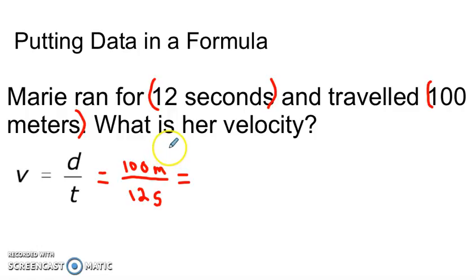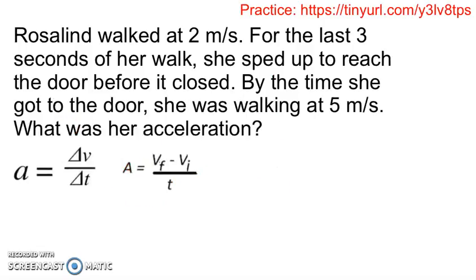And that's part of what trips some people up: a lot of people can use a calculator well, and 100 divided by 12 happens to be 8.33. But what people sometimes forget is the units. Meters per second is what you have here. So if you were to punch this in the calculator, 100 divided by 12, what you end up with is 8.33 meters per second. So let's try another one.